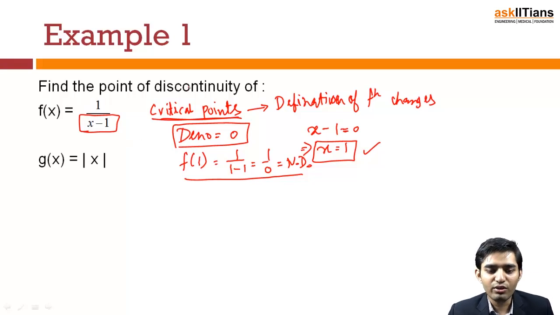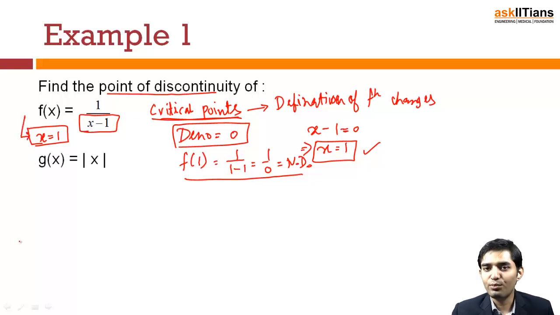So find out the points of discontinuity. What is the point of discontinuity for this f(x)? x equal to 1. So this function will be discontinuous at x equal to 1. This is the point of discontinuity.